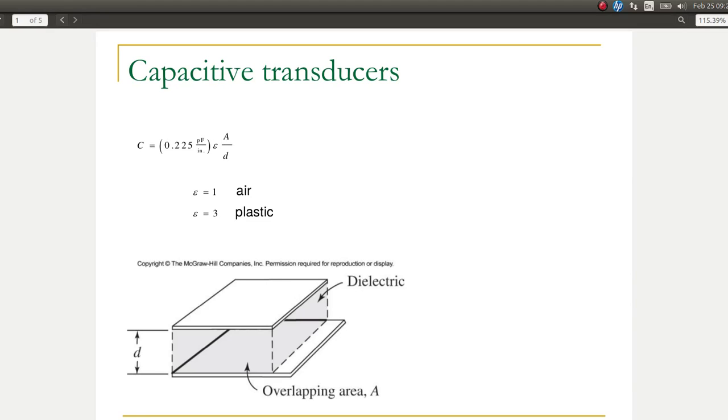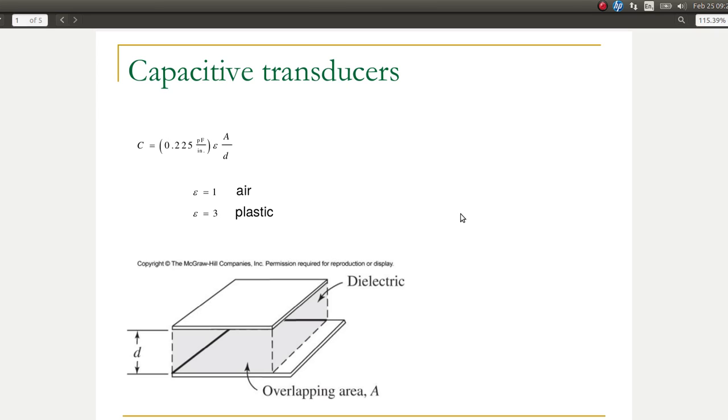Transducers exist to measure many different physical properties. A transducer converts that physical property into an electric voltage or current. And we're going to look at just a few of the basic technologies for some transducers.